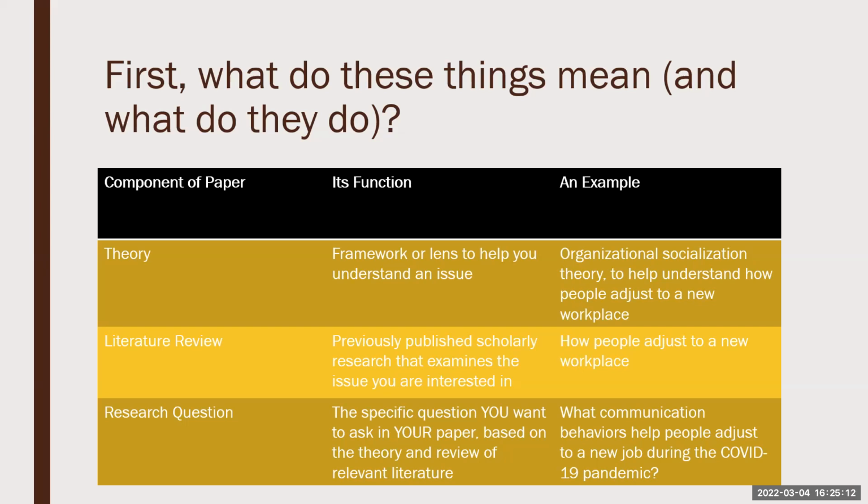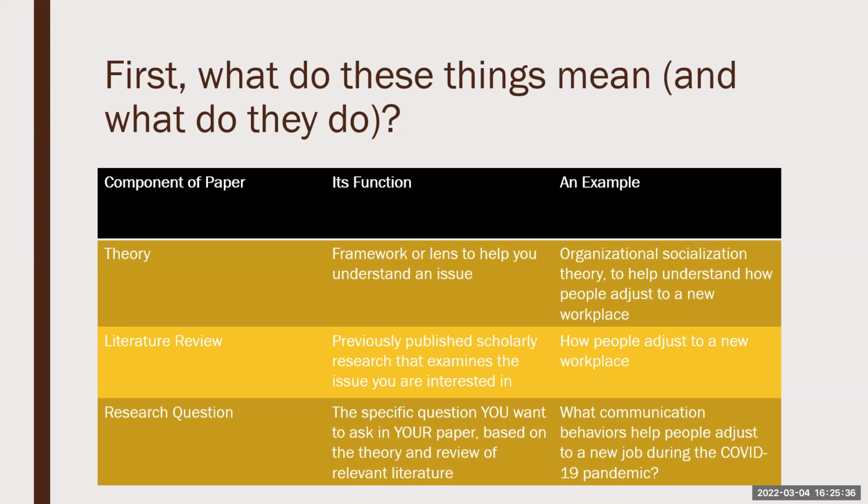So in this little table, you've got the component of the paper on the left-hand column, and in the center, you've got a depiction about what its function really is in the paper. And on the right-hand column, I've given you an example of how this actually can work out.